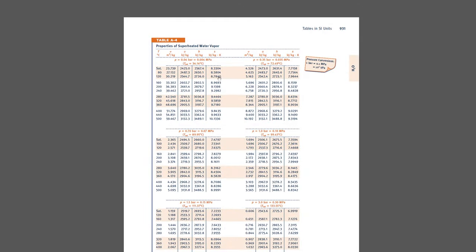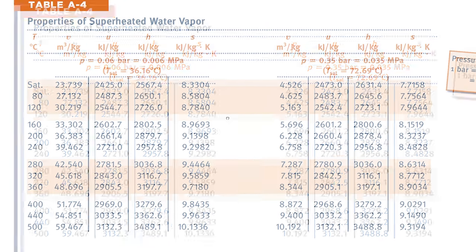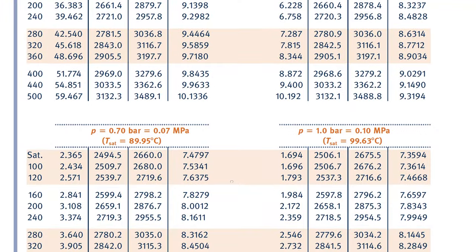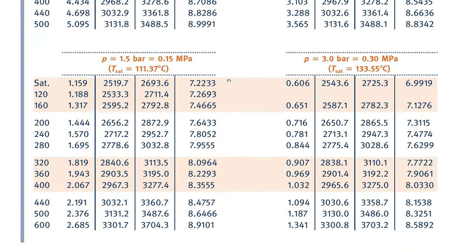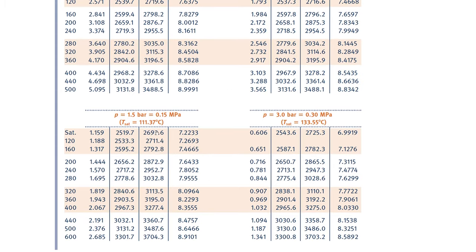So confident am I that I will just peruse on here. Oh man, that's not 2 bar, that's not 2 bar, that's not 2 bar. Oh no, guys. I have a pressure subtable at 1.5 bar, and I have a pressure subtable at 3 bar, but I don't have 2 bar. Oh no, what do? I interpolate.